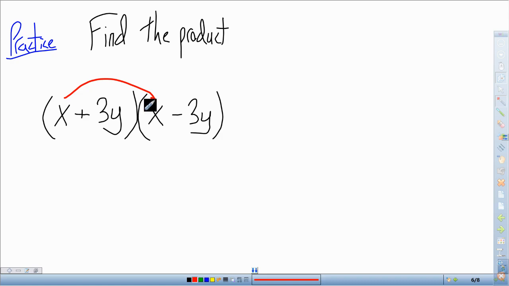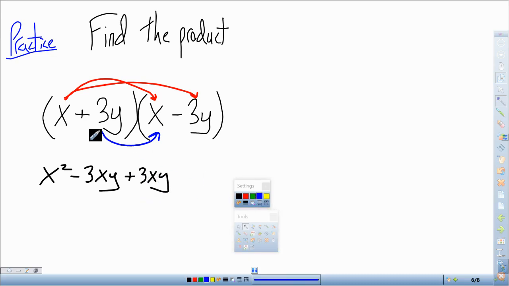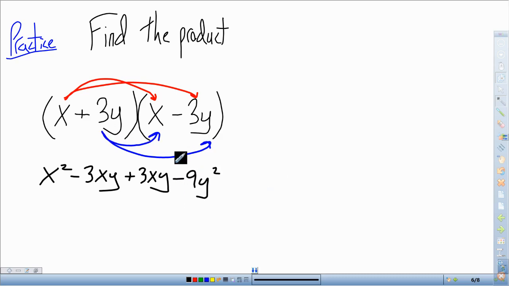For those that did it the short way, you can see that you will get the same answer as long as you did that little shortcut correctly. So x times x is x squared. X times negative 3y is negative 3xy. 3y times x is a positive 3xy. And then 3y times negative 3y gives me a negative 9y squared. Be careful with all of that stuff. It's really easy to forget the squared on the end of the y or anything like that. These middle terms, negative 3xy and positive 3xy, cancel each other out. So I'm just left with x squared minus 9y squared. And there it is.